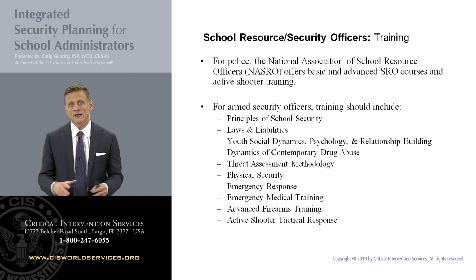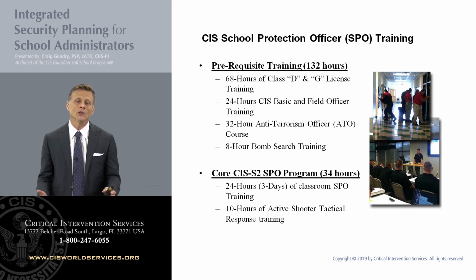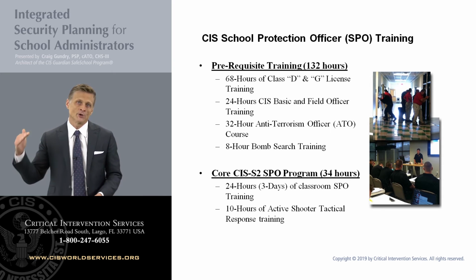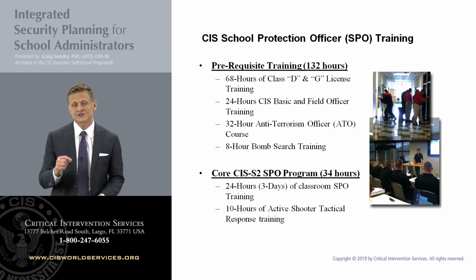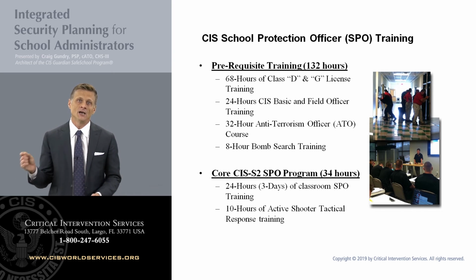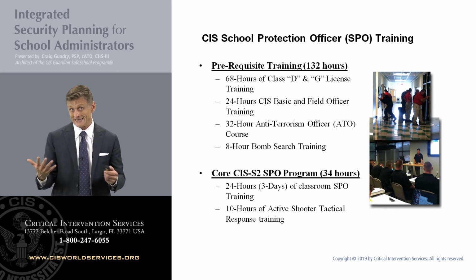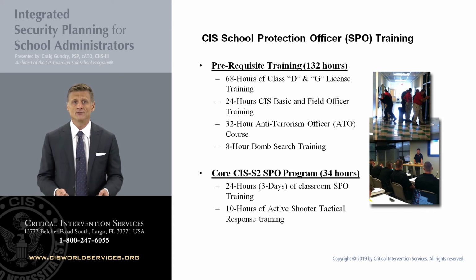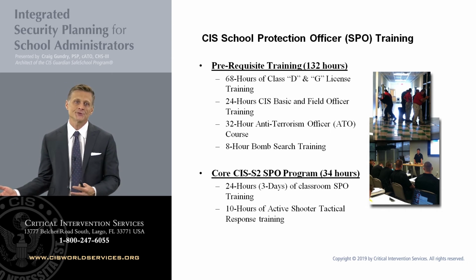And this kind of gives you an idea of how a program like this might be structured. This actually outlines the school protection officer training that we provide for our officers. First, all of our officers are required to complete 132 hours of prerequisite training, including 68 hours of mandated unarmed and armed security officer training, which is called Class D and Class G license training in the state of Florida. 24 hours then of basic and field officer training as CIS officers.